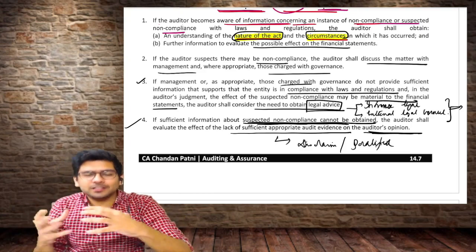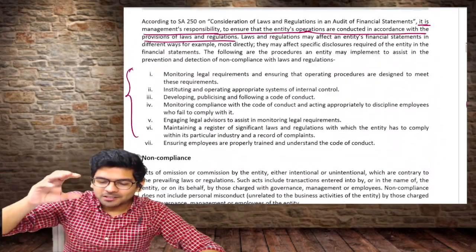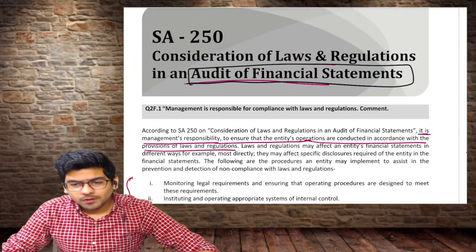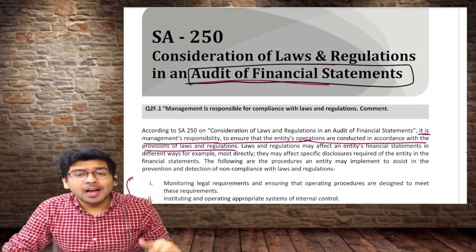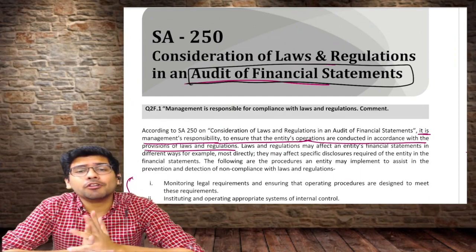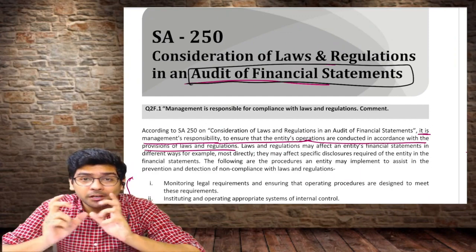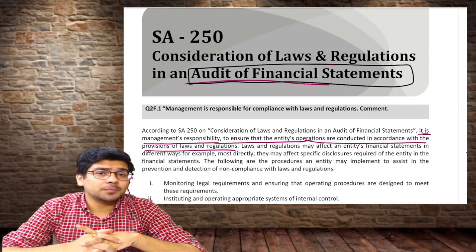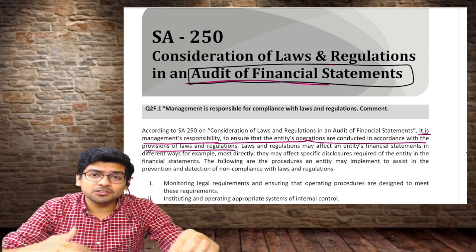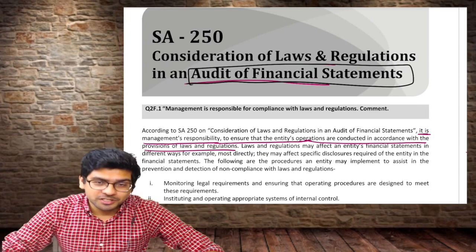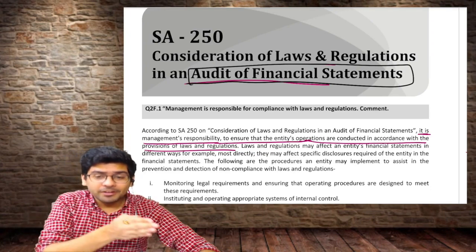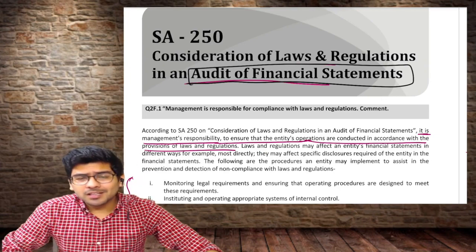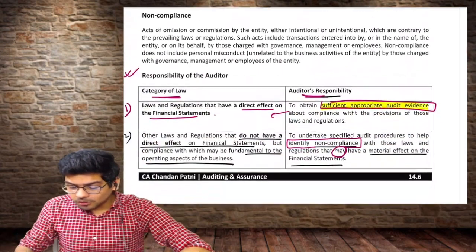Yes, see, we are auditors. The name of the standard is what? Consideration of laws and regulations in audit of financial statements. If it affects the financial statements, and how will it affect, I also told you. In the form of, let's say, penalty, in the form of, let's say, if we violate any licensing requirements, the provisions with respect to the licensing requirements, and if they cancel our license, obviously our going concern itself will come under question, right? So all this non-compliance will have a material effect on the financial statements, but probably not all non-compliance might have. So that is why I was emphasizing on the word may.